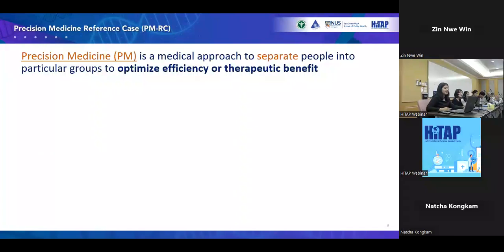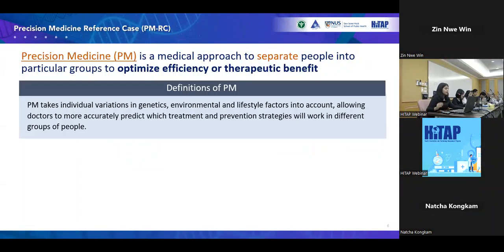Precision medicine is a medical approach that separates people into particular groups for optimizing the efficiency or therapeutic benefit of the population. Precision medicine is defined as an approach that takes individual variation in genetics, environmental, and lifestyle factors into account, allowing doctors to more accurately predict which treatment and prevention strategies will work in different groups of people.